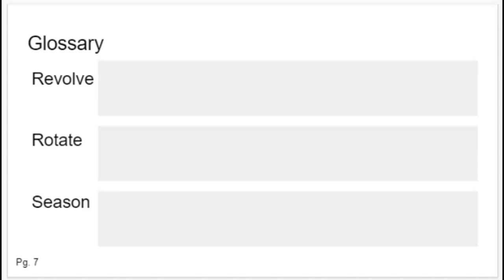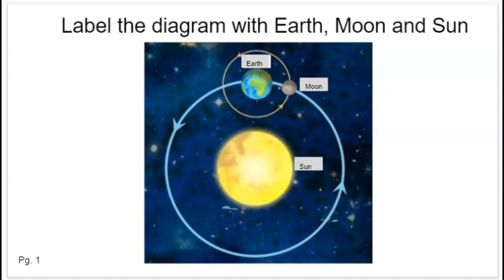The first one is revolve. And we know that the earth revolves around the sun. We also know that the moon revolves around the earth. Let's go back to that original picture that we used for our diagram. Remember this? This shows the earth revolving around the sun. It is going around in an orbit around the sun. It's following a path that it takes every year to go around the sun.